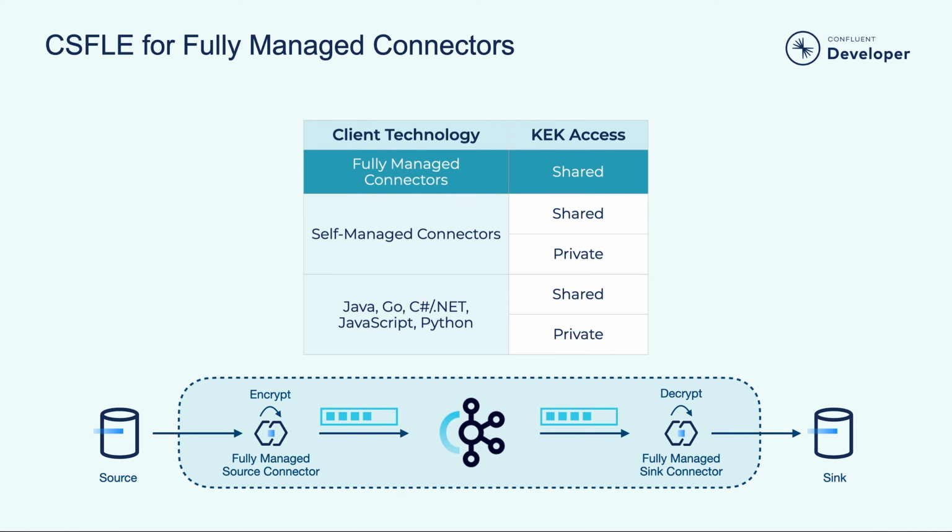Let's start with the fully managed connectors in Confluent Cloud. When using fully managed connectors, the key encryption key is always shared with Confluent. This enables seamless integration with managed services and simplifies your configuration. The simplified architecture diagram demonstrates that the source connector accesses the data, encrypts it, and publishes it to a Kafka topic. When the data arrives to the consumer, the sink connector decrypts the data and passes it on to the target backend.